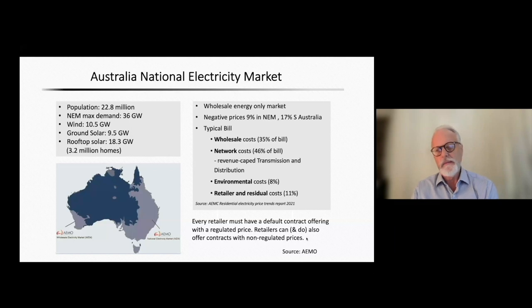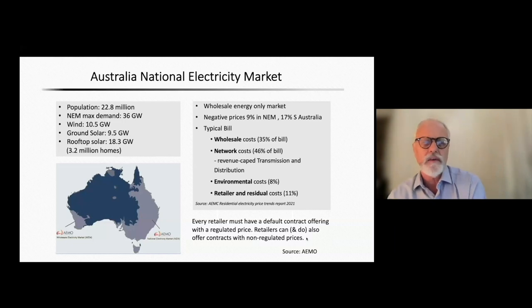They have obviously a much more mature and sophisticated power market. It's an energy only market. And because of these high proportions of solar and wind, experience negative prices for 9% of the time in the national electricity market. That's that east and southern coast. So that's Queensland, New South Wales, Victoria, South Australia, Tasmania, where the bulk of their electricity demand is. And that could be negative prices up to 17% of the time in South Australia.